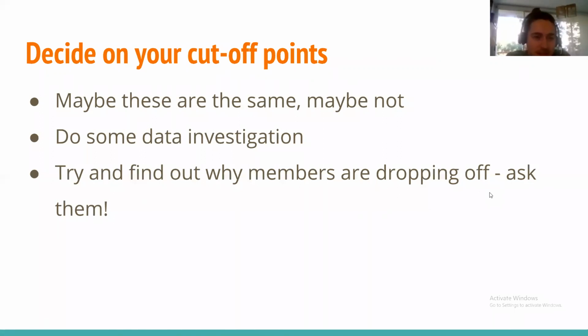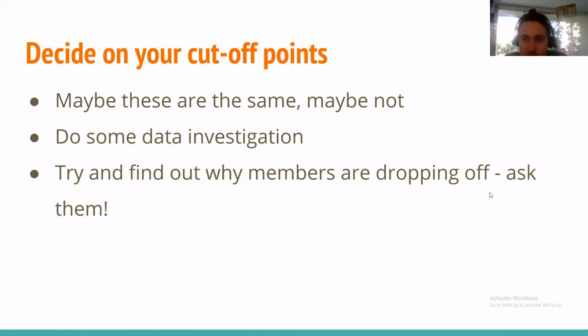So get someone who is able to get into the database, or do some reports, and find out how many people you would be talking about taking out if you apply these different cutoffs. And finally, maybe do some more qualitative investigation as well, actually reaching out to members to find out why they're not engaging.